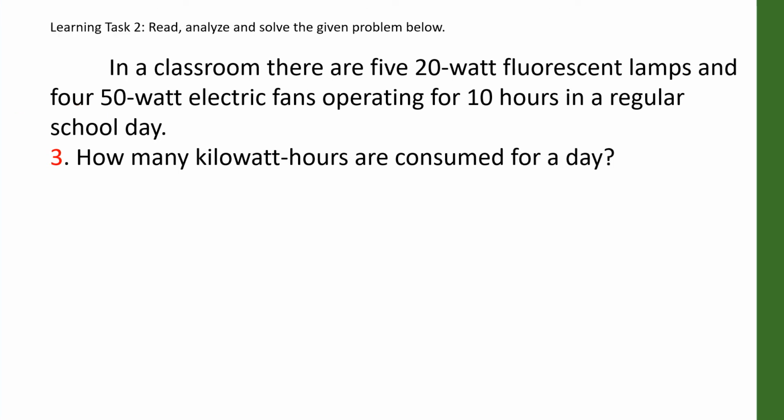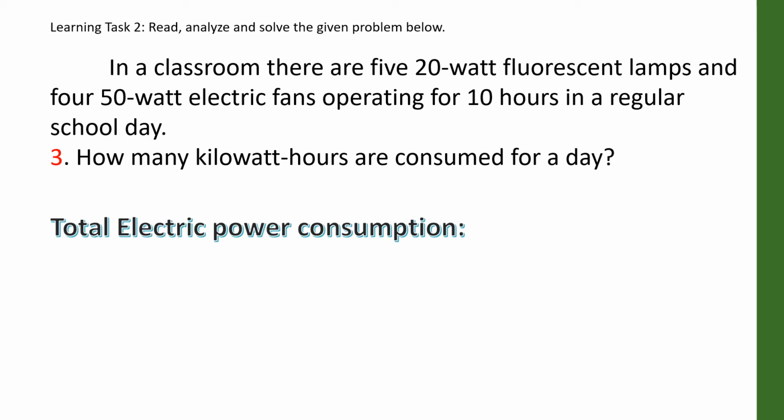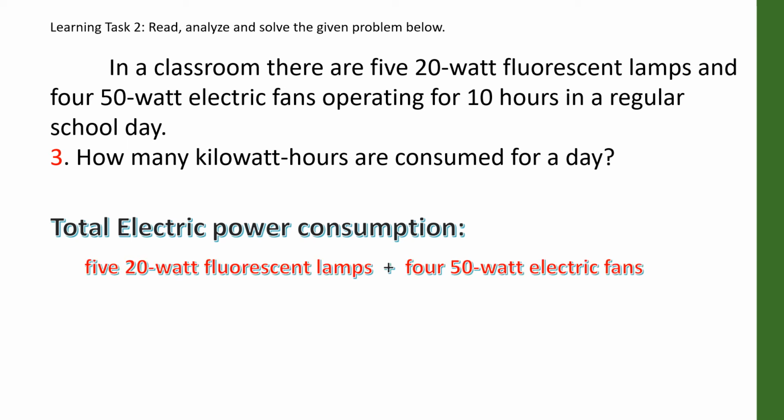How many kilowatt hours are consumed for a day? Ibig sabihin lang nito mga bata, sabay na bukas yung fluorescent lamps at saka yung electric fans. So therefore, to answer this problem, kailangan malaman natin yung total electric power consumption ng alin? Nung 5 20-watt fluorescent lamps at saka nung 4 50-watt electric fans. At para matukoy yun, we need to add the two. So alam natin, dun sa 5 20-watt fluorescent lamps, meron tayong 100 watts. And dun sa 4 50-watt na electric fans, meron tayong 200 watts. At yung dalawa ay kailangang i-multiply dun sa 10 hours. Kasi nga, yun yung number of hours na time use natin.